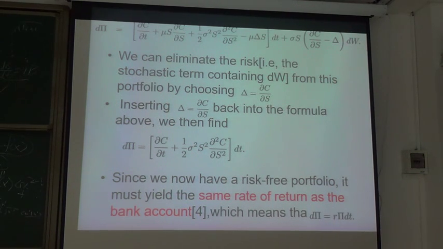And from this portfolio, by choosing delta equal to partial C partial S, and inserting this formula back into the formula above, we then find the equation of pi with respect to t. Since we now have a risk-free portfolio, it must yield the same rate of return as the bank account. And this, the red letters, is according to the arbitrage theorem in finance.